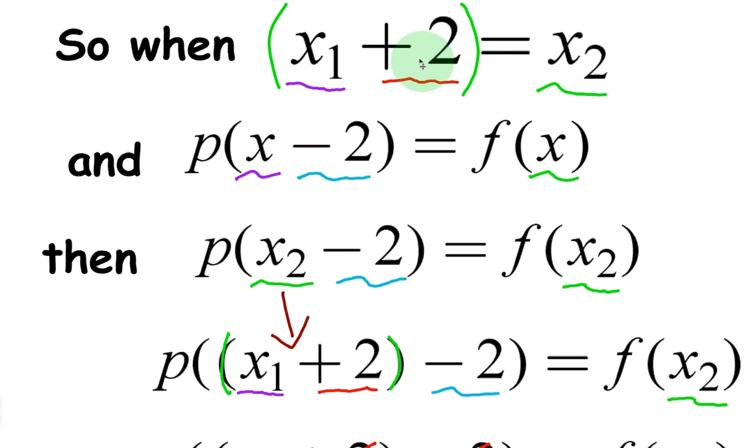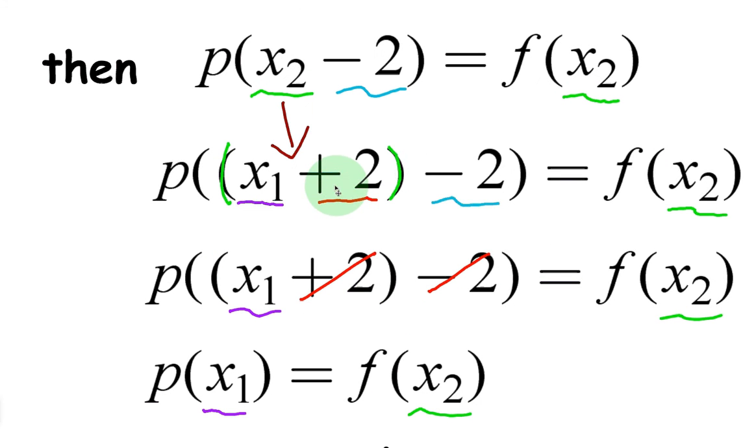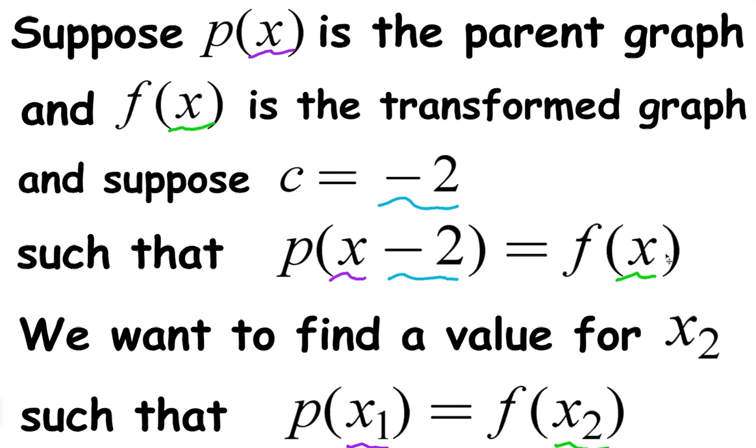Let's reiterate this. So when x1 plus 2 equals x2, now we want to really prove it. How can we know for sure? So let's go back to the definition of p of x minus 2 equals f of x. We're going to replace x with x2. And then we just said right here x2 is equal to x1 plus 2, so we're going to replace it with x1 plus 2. Now we can start to see that the plus 2 and minus 2 will cancel, and we're left with p of x1 equals f of x2, which is what we were originally trying to prove.